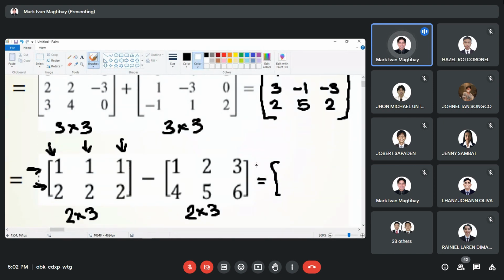So since we are doing subtraction, we look for the difference. Okay, so 1 minus 1 is 0. 2 minus 4 is negative 2. 1 minus 2 is negative 1. 2 minus 5 is negative 3. 1 minus 3 is negative 2. And then 2 minus 6 is negative 4 po. Okay, this would be your answer for number 2.